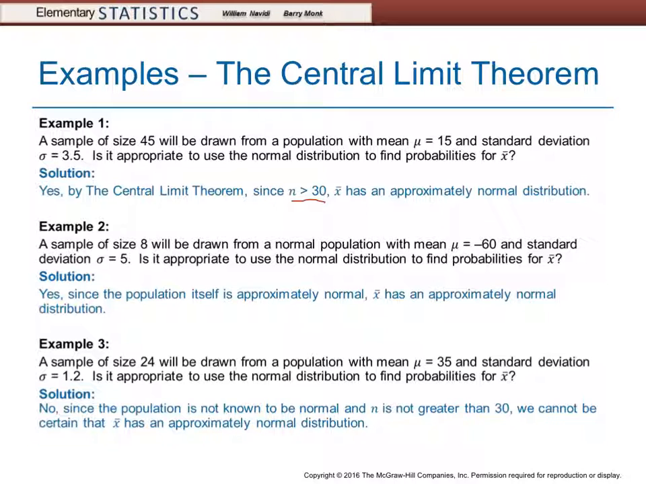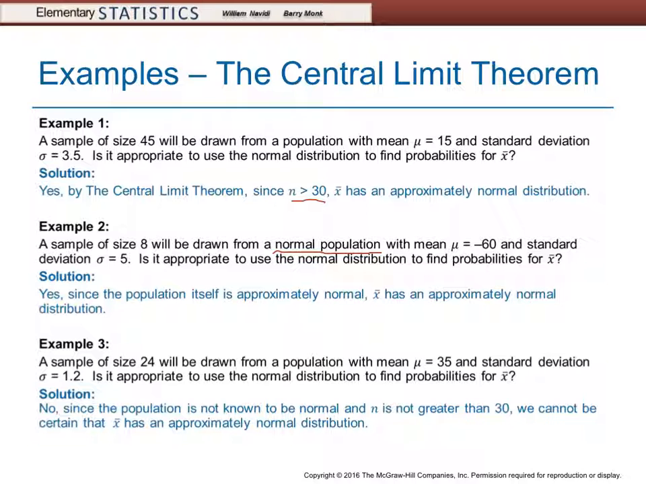A sample of size 8 will be drawn from a normal population with mean mu equals negative 60 and a standard deviation sigma equals 5. Is it appropriate to use the normal distribution to find the probabilities for x bar? Well, in this case it is, because they tell you up front that it's being drawn from a normal population.